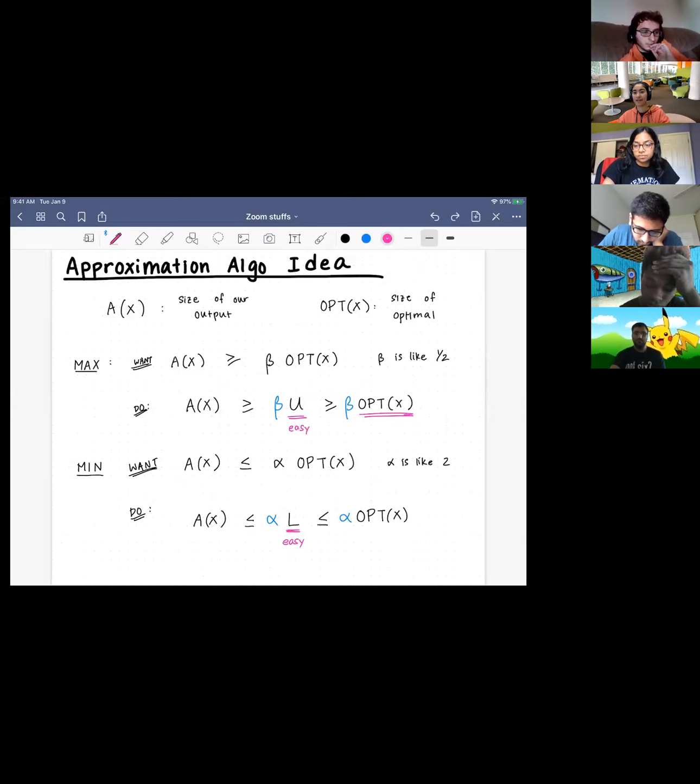Feel free to unmute your mics. Well, I guess not the whole time. That's a lot of background noise. To ask a question, unmute your mic.